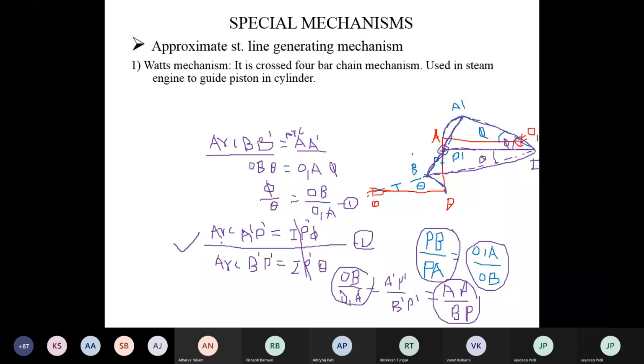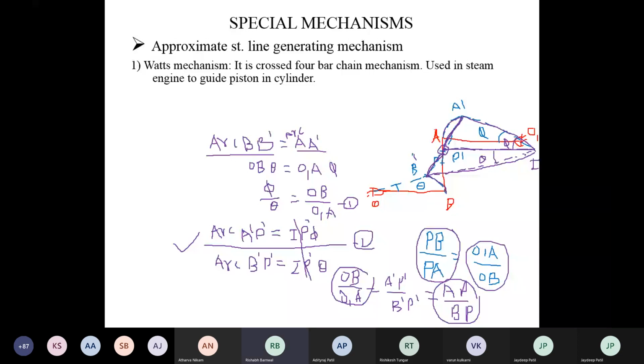Now see in the figure, arc A dash P dash is equal to, you will get here the triangle A dash I P dash. Okay, now in that case your radius is your I P dash. Now you have to write down the arc A dash P dash is equal to radius I P dash into angle phi. Correct? I P dash into phi. Same, you have to write down the equation for arc B dash P dash. Again you will get here the triangle P dash I B dash. This is the B dash. Again here is the radius I P dash into angle theta, means I P dash theta.